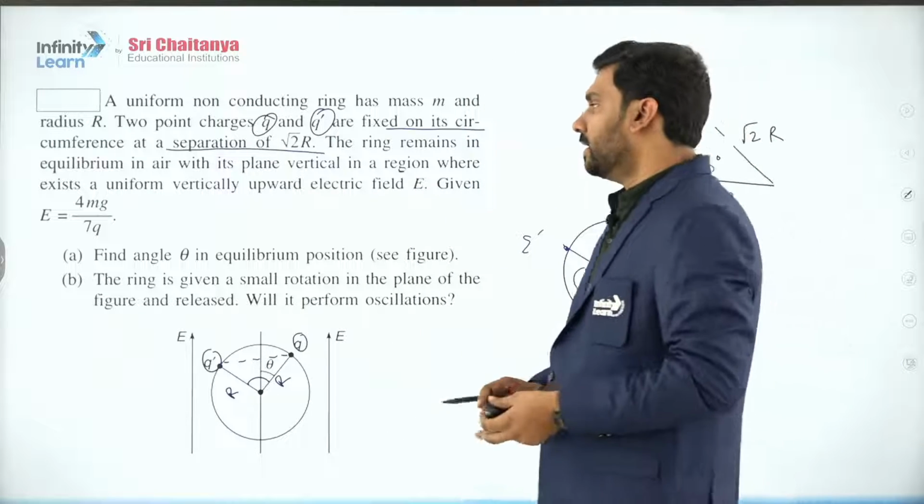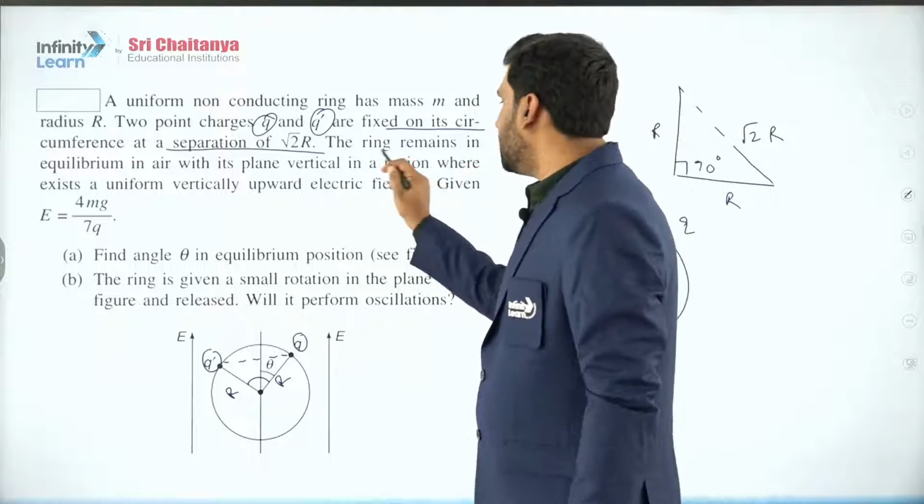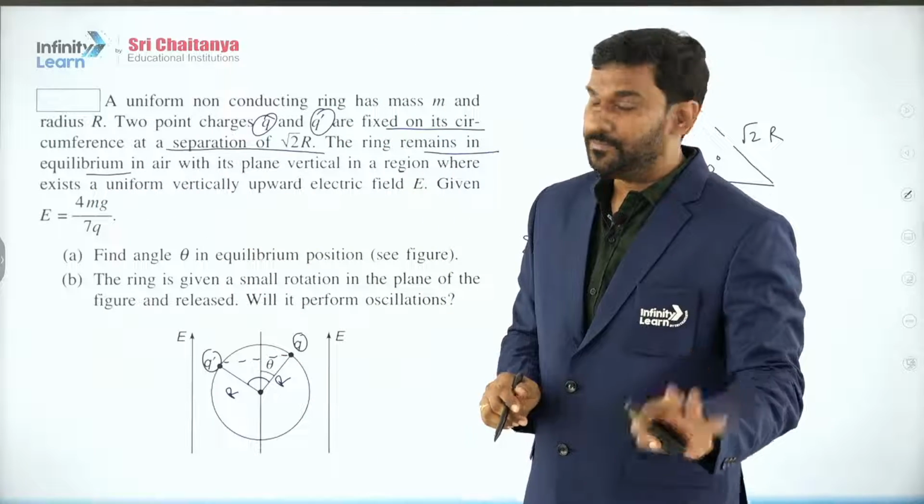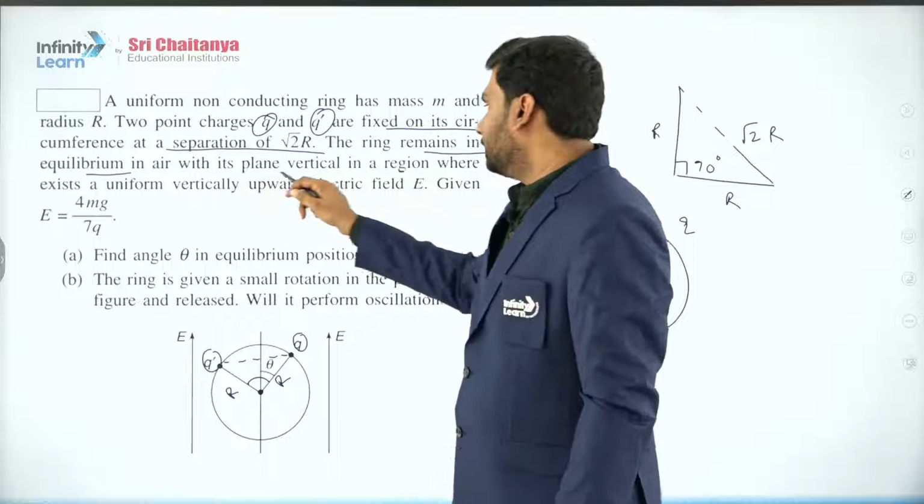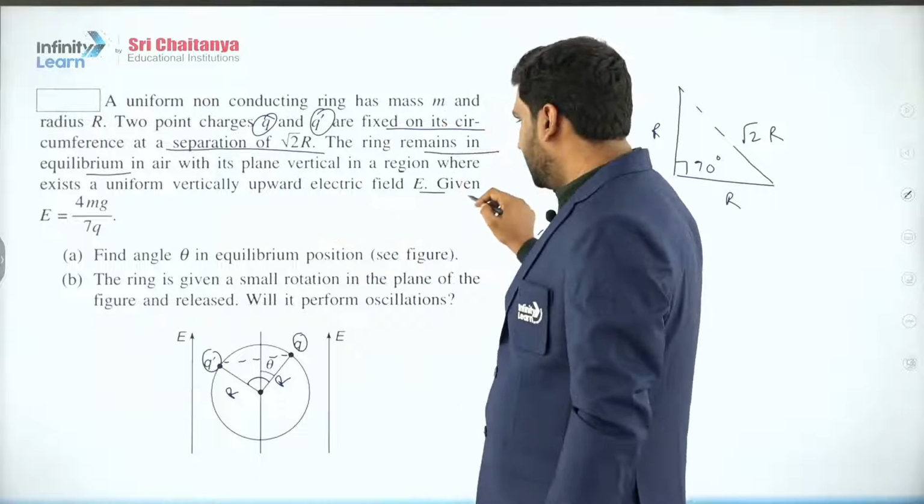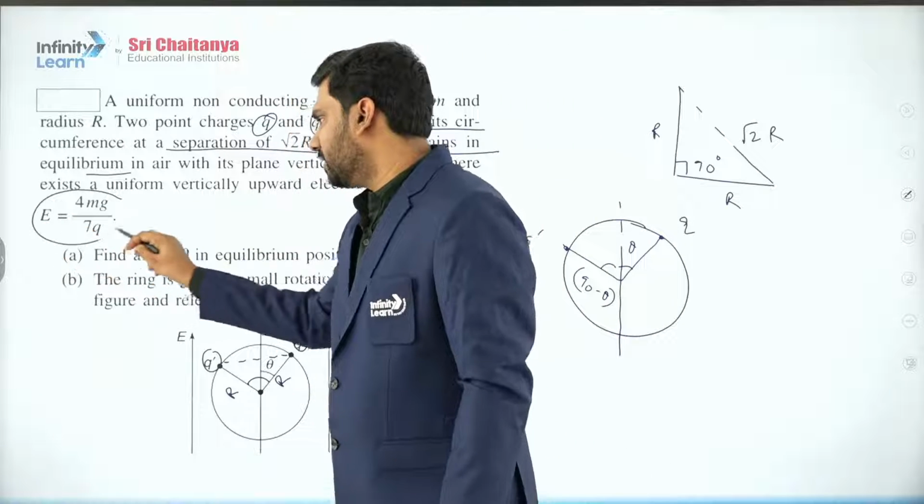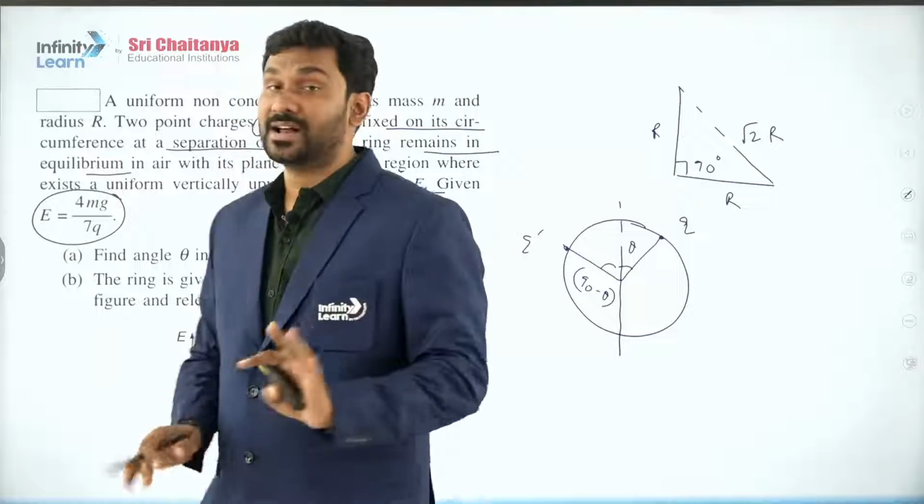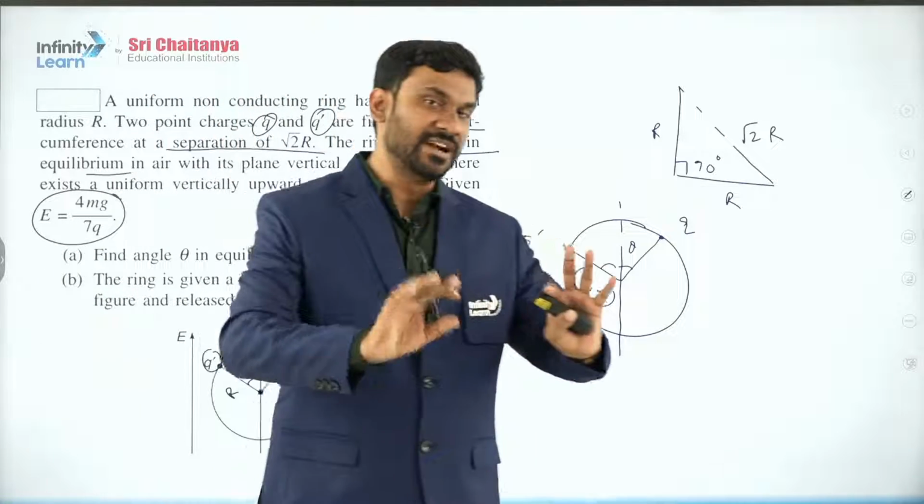Let's move ahead. They are saying that the ring remains in equilibrium. Very, very important. The ring remains in equilibrium in air with its plane vertical in a region where exists a uniform vertically upward electric field, and the value of the electric field is also given. So first we will build up around the cases. We will not see what they are asking. नहीं देखते हैं पर case build up करते हैं.